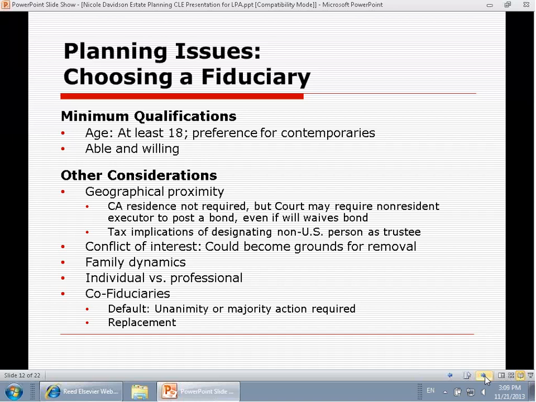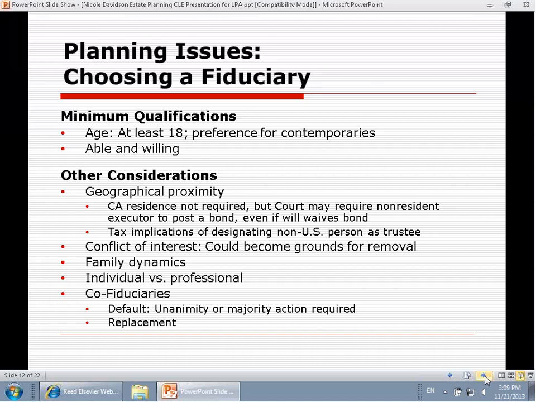And then the last consideration I have here is co-fiduciaries. So going back to the example of children, can you name all of them to be fiduciaries together? Yes, you can do that. And I always tell my clients that that means that they need to get along, or that there needs to be a majority vote before actions can be taken. So it's not necessarily going to make things easier to name co-fiduciaries.